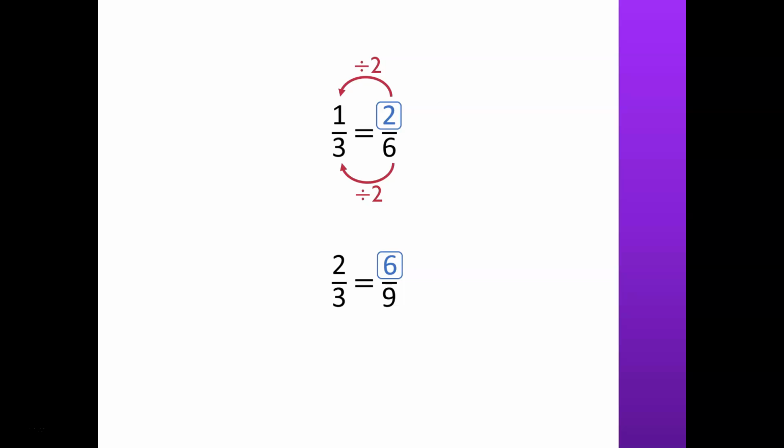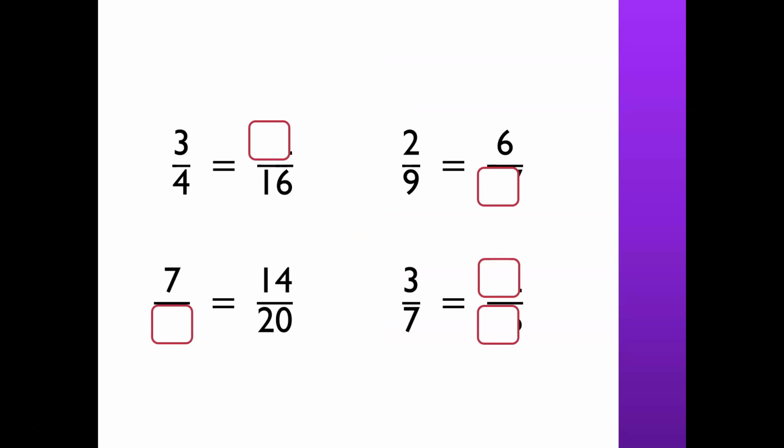In the next pair of equivalent fractions, we can notice that the denominator has been multiplied by 3 to get 9. To calculate the missing numerator, I must also multiply the numerator by 3, and that will give us 6. The equivalent fraction to 2/3 is 6/9.